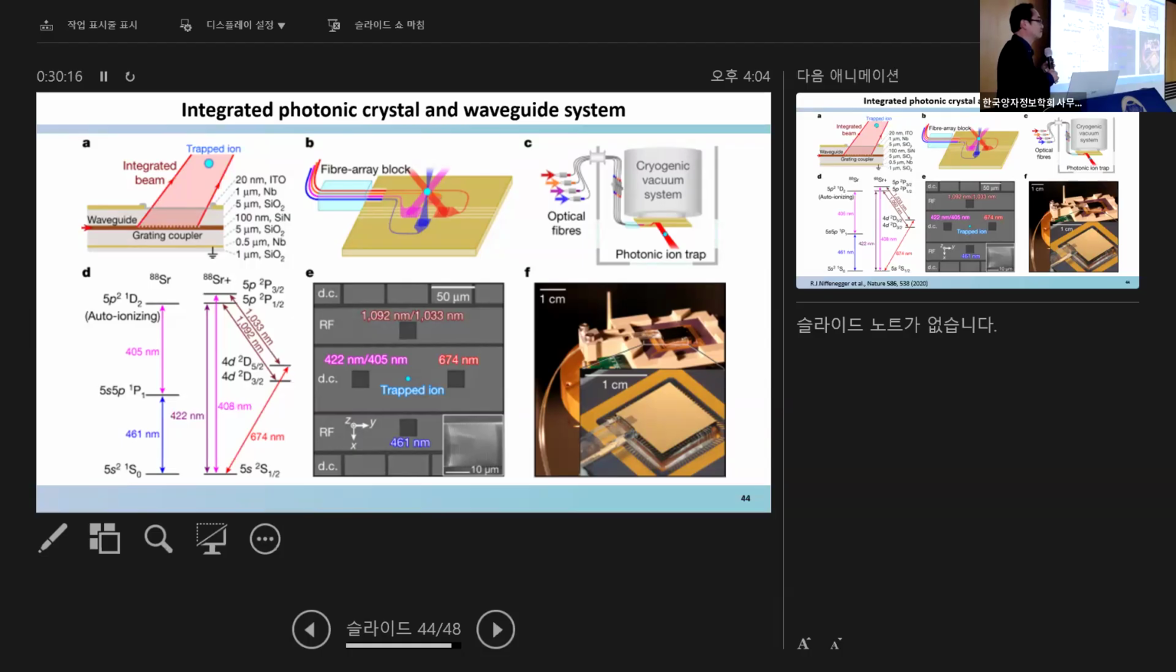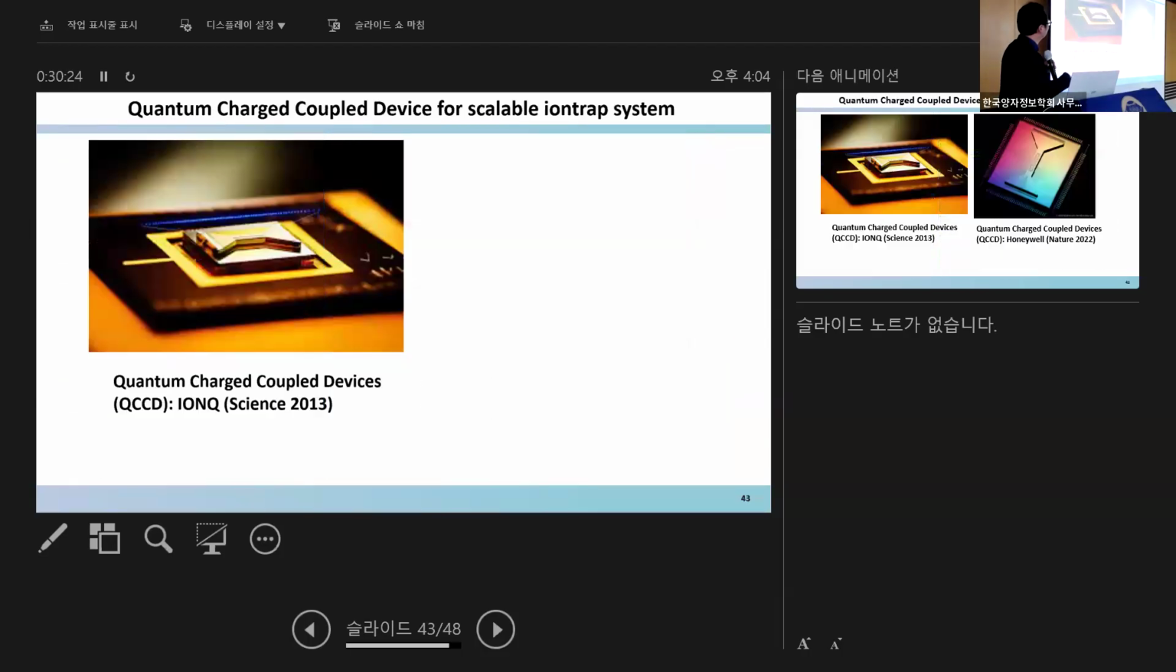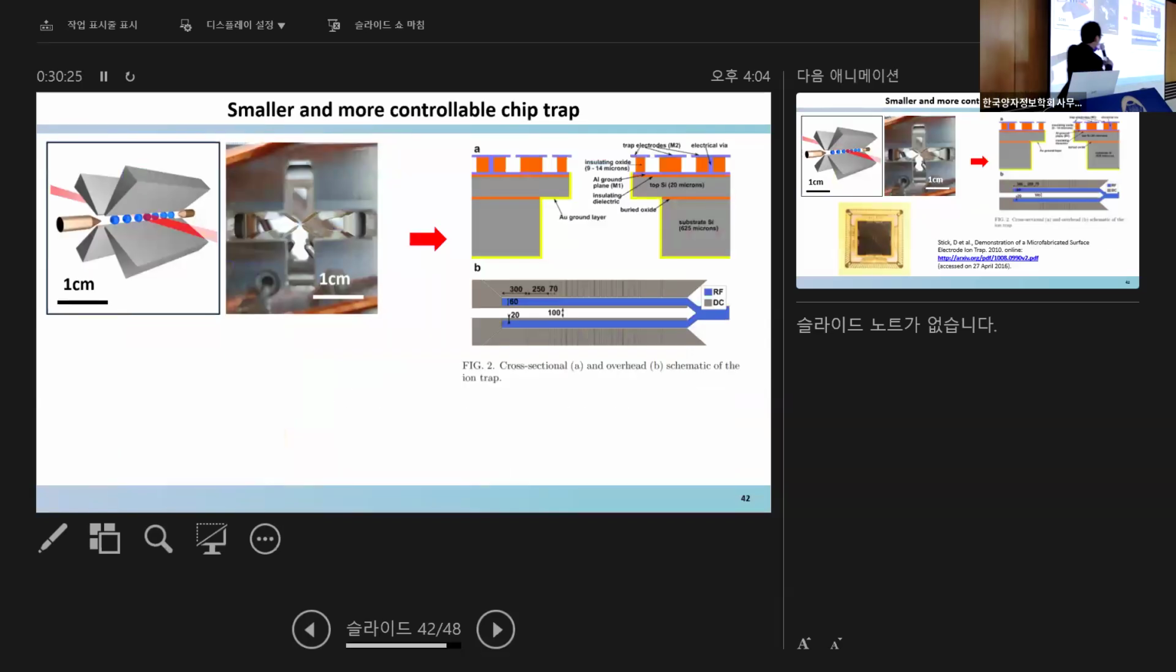You want the metal coating because you want... Exactly. That's exactly true here. Just right here, you see it's gold coating everywhere to avoid the charging issue.